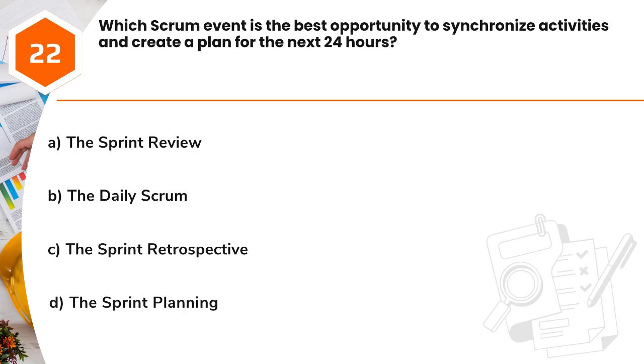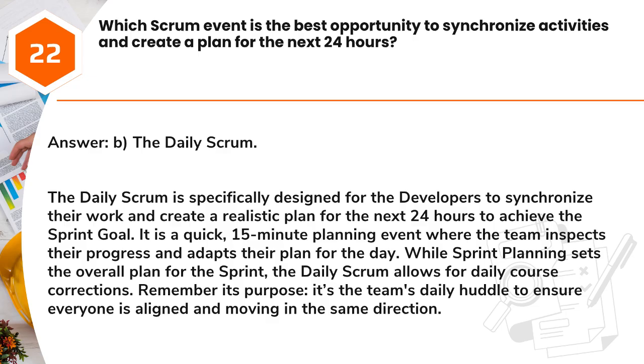Question 22. Which Scrum event is the best opportunity to synchronize activities and create a plan for the next 24 hours? A. The Sprint Review. B. The Daily Scrum. C. The Sprint Retrospective. D. The Sprint Planning. Answer: B. The Daily Scrum.